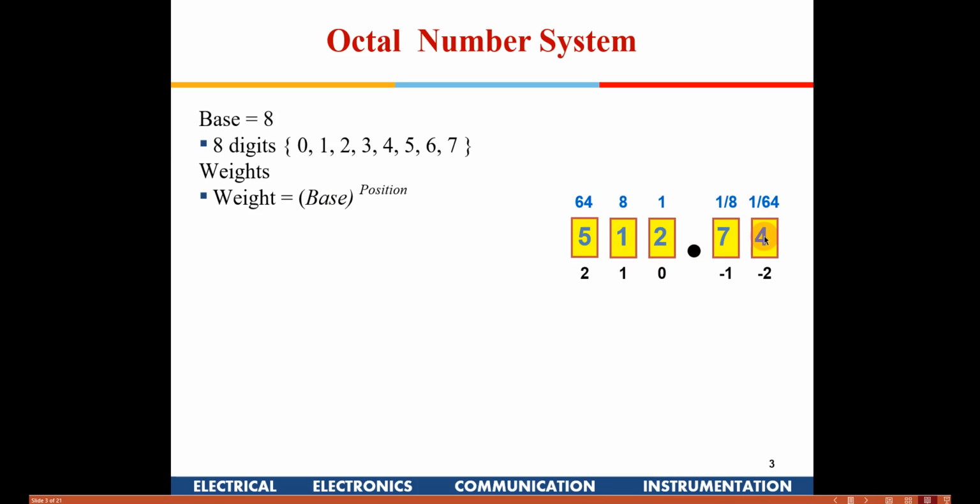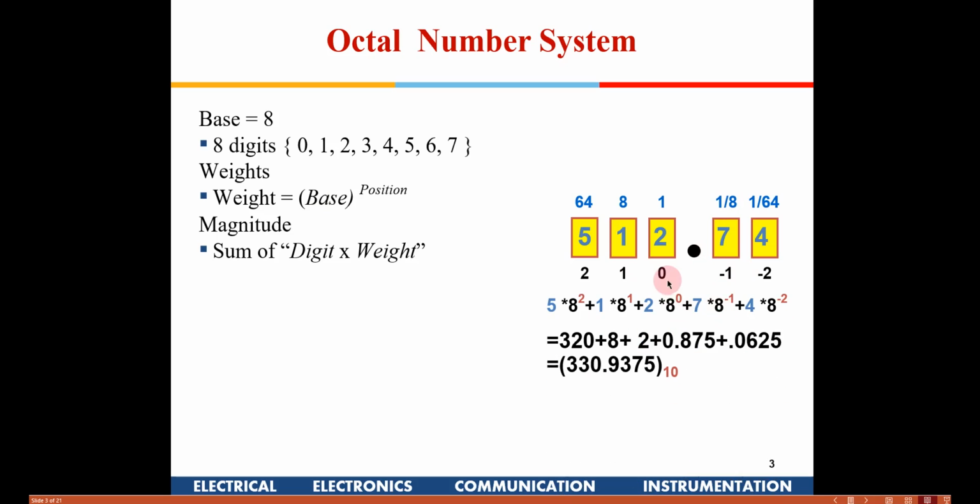In base 8, 512.74 actually indicates: this is 2 into 8 to the power of 0, which is 1. This is 1 into 8 to the power of 1, and 5 into 8 to the power of 2. Similarly, this is 7 into 8 to the power of minus 1, and 4 into 8 to the power of minus 2. So if I expand this, 8 squared is 64, right?